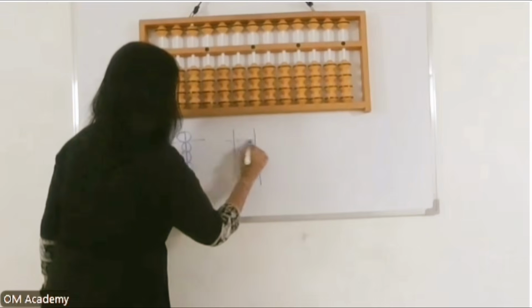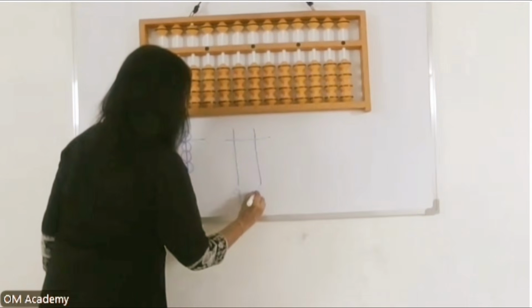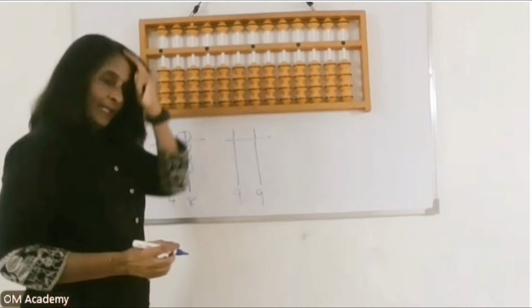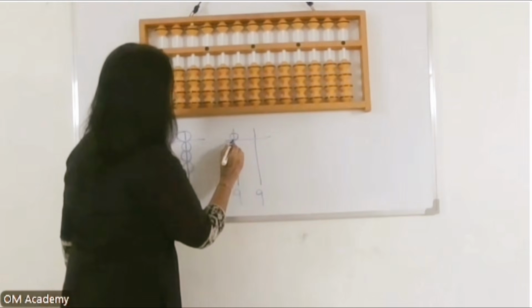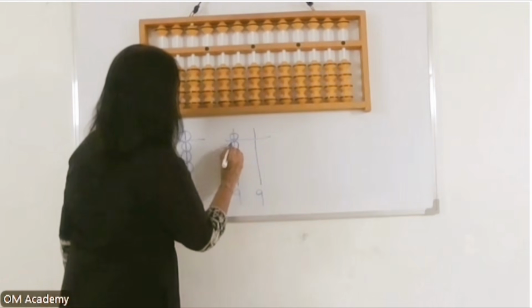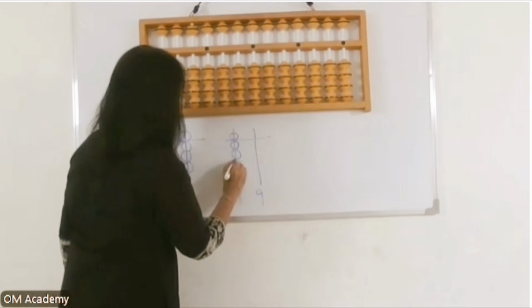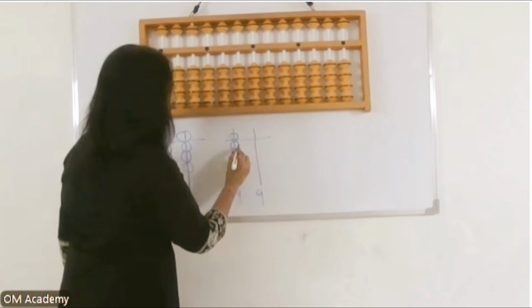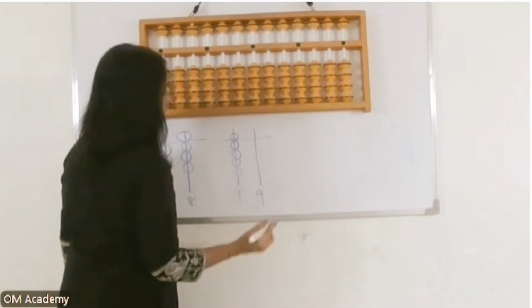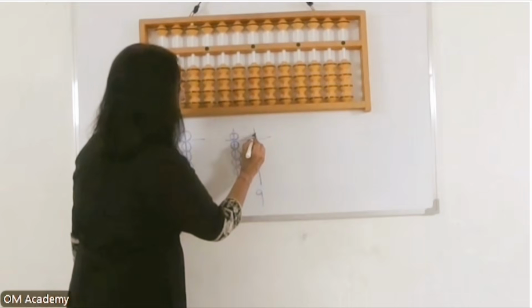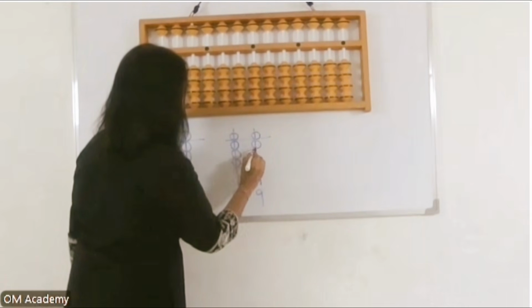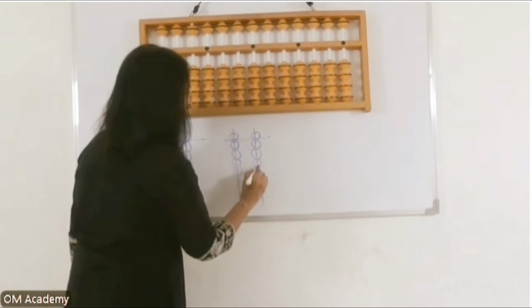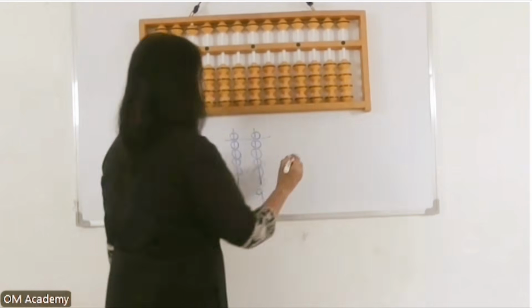Next number, 99. It means on the tens place one upper bead and four lower beads. Means 50, 60, 70, 80 and 90. On the ones place also the same. One upper bead means it is 5, 6, 7, 8 and 9.